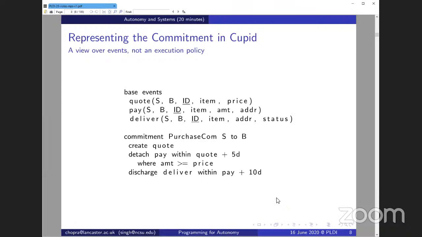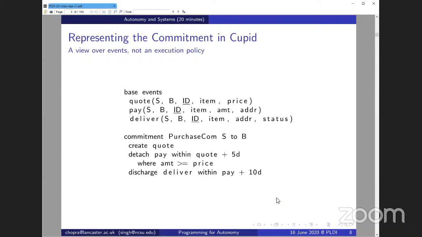Think of it just like a database table. The quote table has a seller S, a buyer B, some transaction identifier ID, some item specification called item, and the price. So for example, if I'm the seller and you're the buyer, I could generate a price quote of ID 17, which says I'll give you a black pencil for $1. That's a quote event, and it gets logged somewhere. We are going to talk about how that happens later, but you can imagine that when I send the price quote, I'll log it, and when you receive the price quote, you log it. So we don't necessarily need a central store, but we are going to work with the fiction that there may be a central store, at least with this slide.